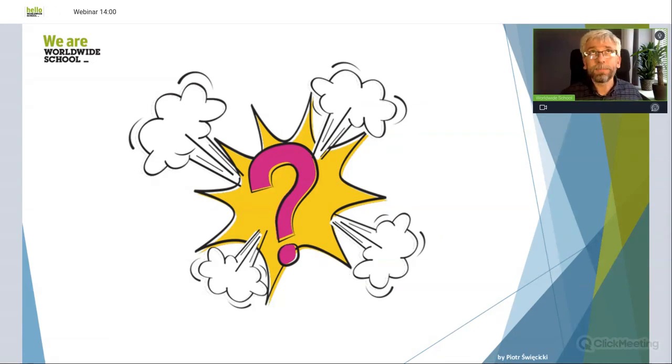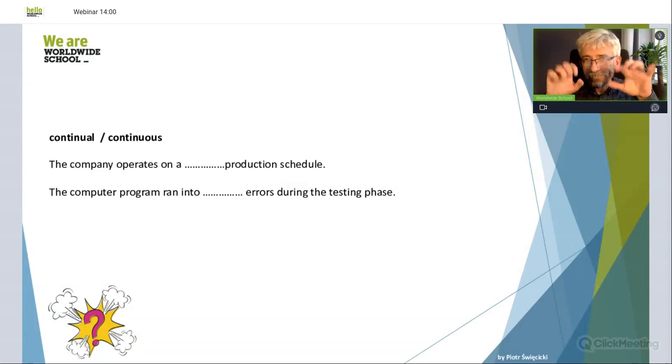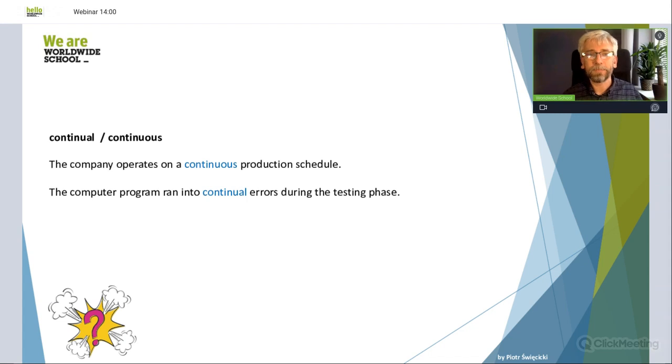Okay, final questions. Get your fingertips ready for continual and continuous. Which is which? The company operates on a production schedule. The computer program ran into... What do you think? What's this? Error. The sound is continual, right? So the second one is continual. The first one is continuous. Sure.